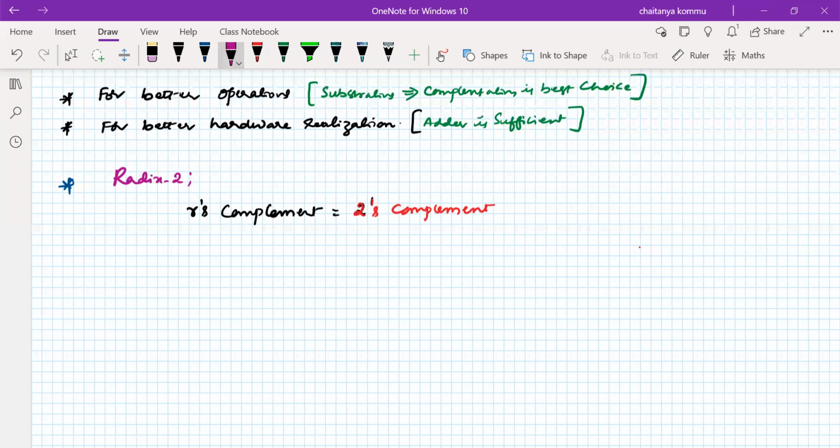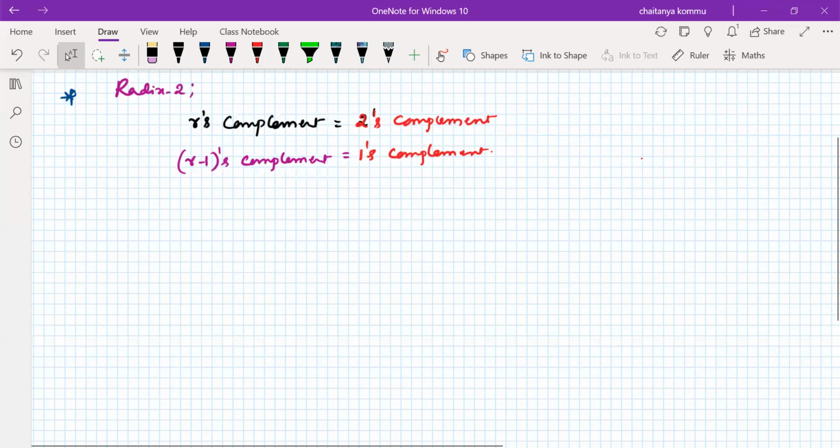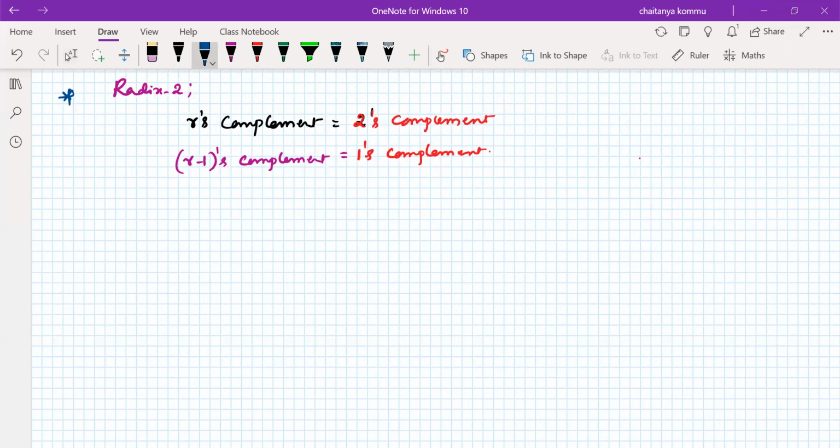What is the diminished radix complement? It means the r minus 1's complement. What is this r minus 1's complement? We normally call it the 1's complement. Let us perform the 1's complement representation and the 2's complement representation. Let us consider the r minus 1's complement first of all. In the binary number system, it is simply the 1's complement.